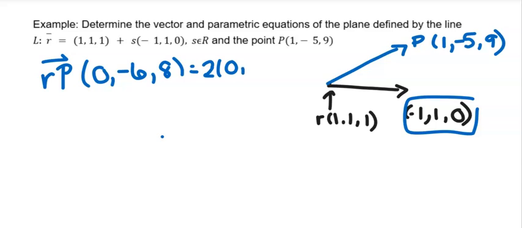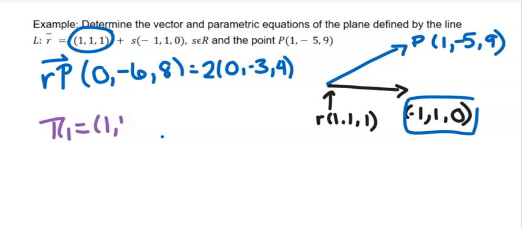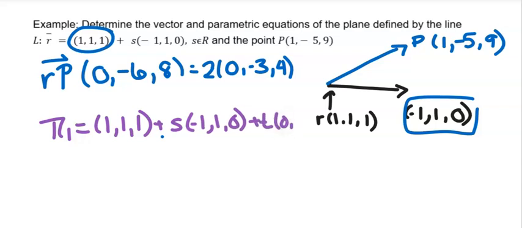That's going to be 0, -3, 4. Okay, now I have two direction vectors and a point that is on the plane. So I'm going to say the plane has the point 1, 1, 1, goes in this s direction, -1, 1, 0, and it also goes in this t direction that I just found of 0, -3, 4.